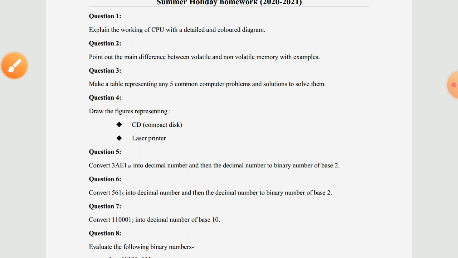Now question number 3. Make a table representing any 5 common computer problems and solutions to solve them. Question number 4. Draw the figures representing a CD, a compact disc, and a laser printer. You have to draw both the figures by hand and try to make them colored. Okay, color both the figures.